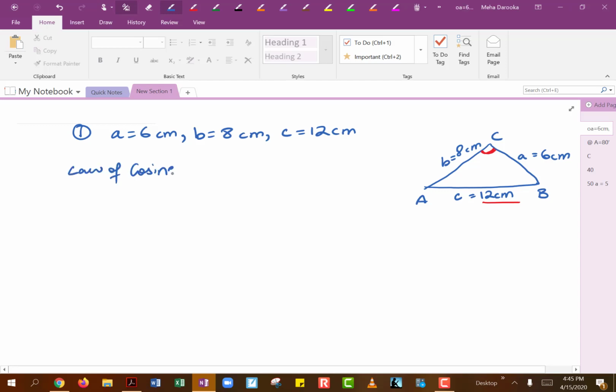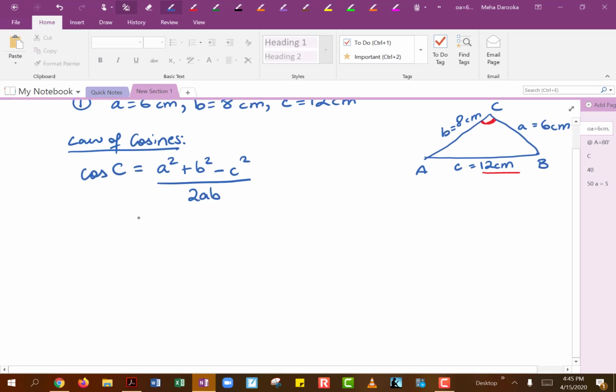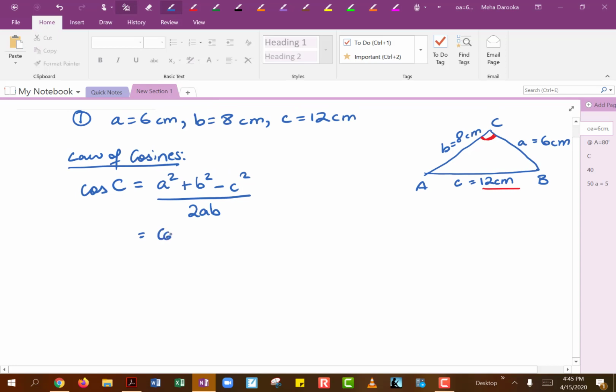So let's write down the formula for law of cosines, and since we're finding angle C, that's going to be the alternative form: cosine of C equals A squared plus B squared minus C squared, divided by 2 times AB. So of course our A value is 6, that will be 6 squared. B is 8, so that's 8 squared, minus 12 squared, divided by 2 times A, which is 6, and B, which is 8. So you can plug this in your calculator and see what you come up with.